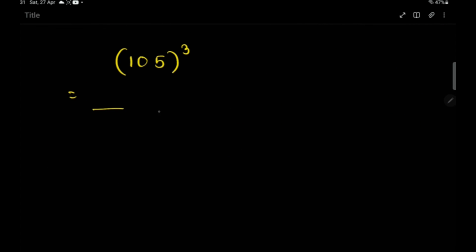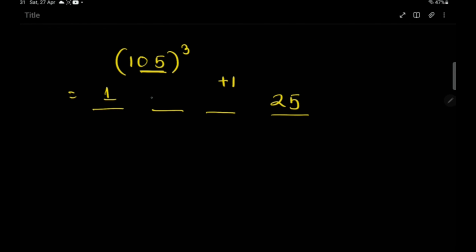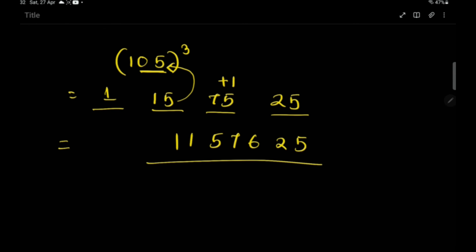We can write the answer like this. 1 cube is 1. 05 cube is 125. As we know, we can write only 2 digits here. 1 will be carry forward. Then 1 into 05 into 3, that is 1 into 5 into 3 is 15. We can write 2 digit here. Then 15 into 5, that is 75. Hence the answer is, we can write 5, 2. 5 plus 1 will be 6. Then 7. This is 1, 1, 5, 7, 6, 2, 5.